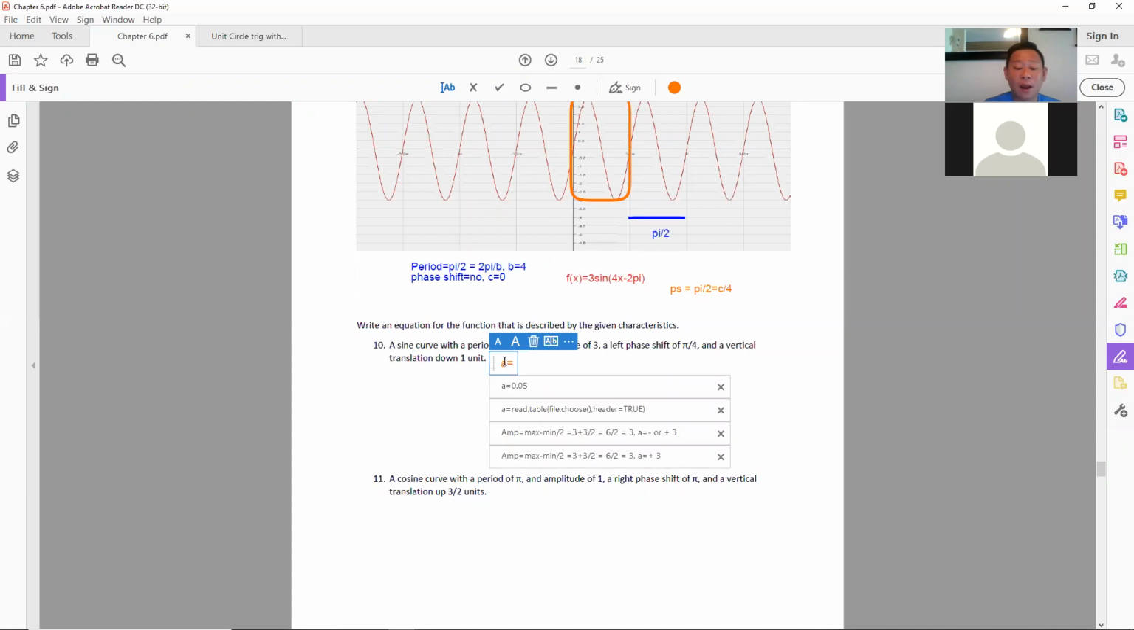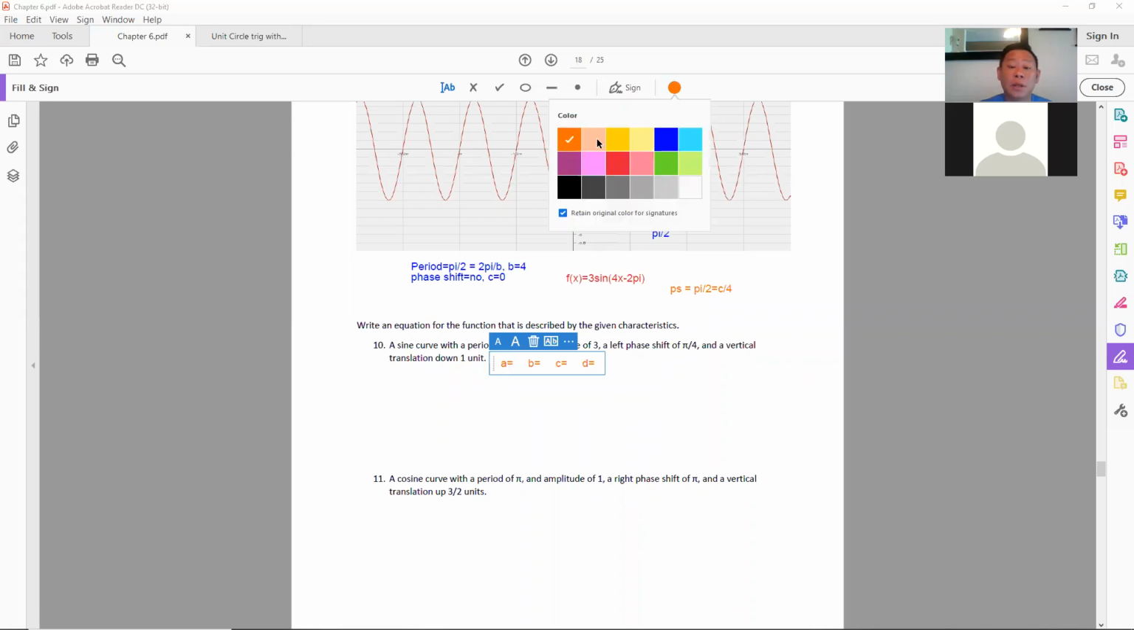So you need to figure out what your A, your B, your C, and your D are by reading the transformation they have. The A is easily found by picking up the amplitude. Since the amplitude here is 3, that means your A in this case will be 3. So the first thing you do is pick up your amplitude first.